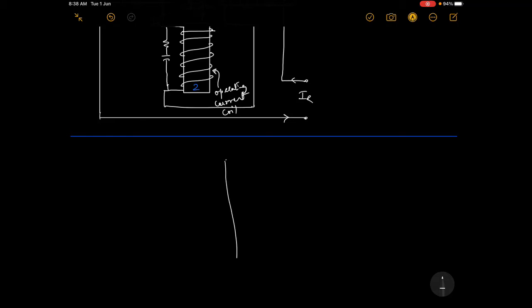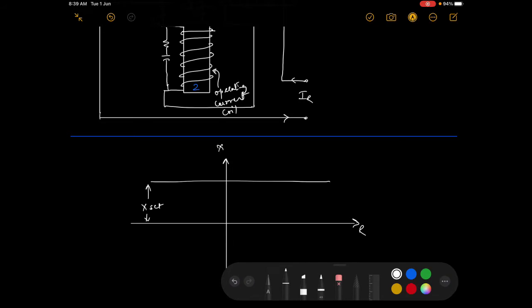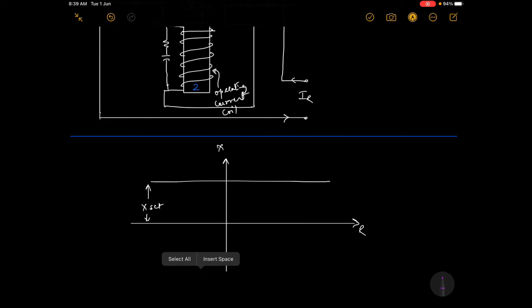We have characteristics something like this. So this is R, this is X, and this is the relay characteristics. This is the X set, and this is the line characteristics. Let me take it as this color. So this is the line characteristics. Do you agree? Line fault characteristics.